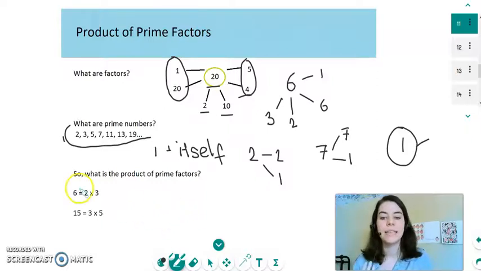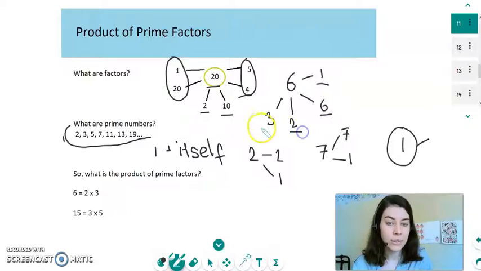If we were writing 6 as a product of prime factors, the first thing we want to do is figure out what the factors of 6 are. We've done this before up here already. So we know that the factors of 6 are 1, 6, 2, and 3. Which of these are prime?